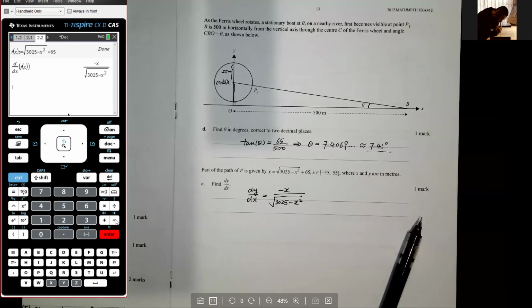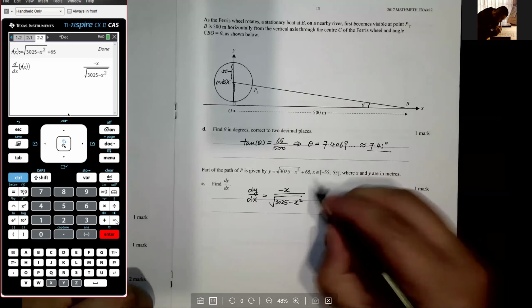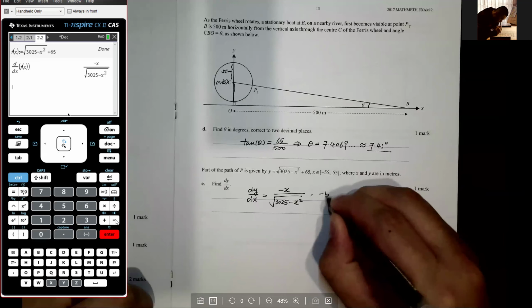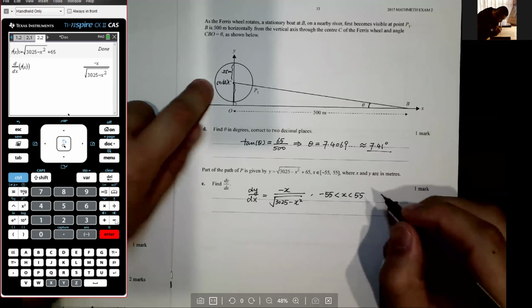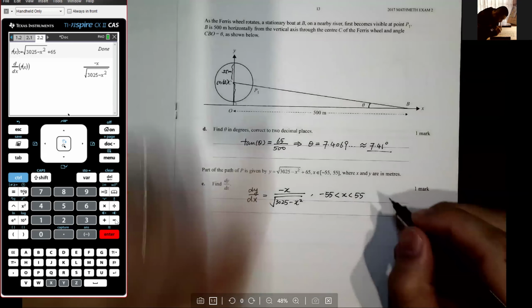Notice that the question didn't ask for the domain restriction, but if you really want to specify the domain restriction, you might want to say minus 55 less than x less than 55, because at the two ends, the vertical gradients mean undefined, okay?